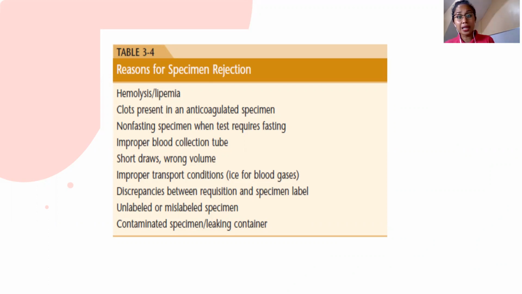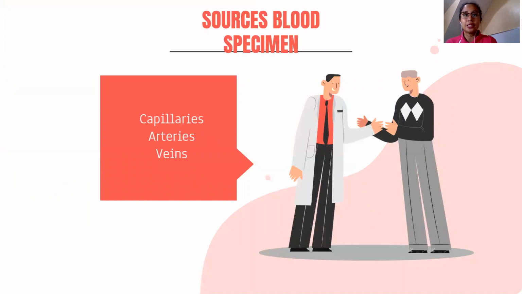So, best pag nagli-leak is, you have to recollect. Huwag ka masasayangan. So, when you're unsure, recollect na lang, guys. That's my advice. When unsure, recollect. Don't do anything. Okay. So, our sources of blood specimen are capillaries, arteries, and veins.